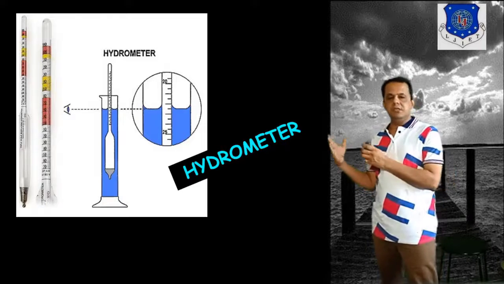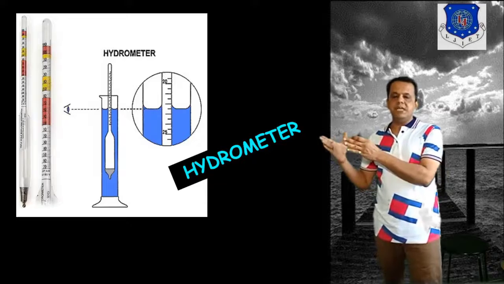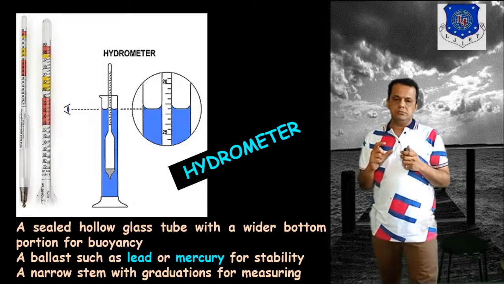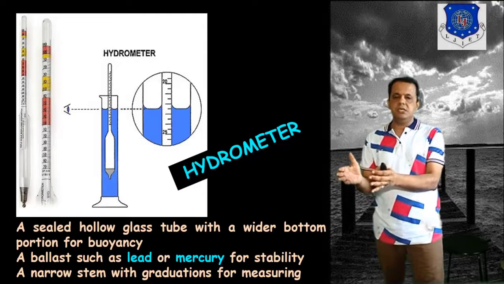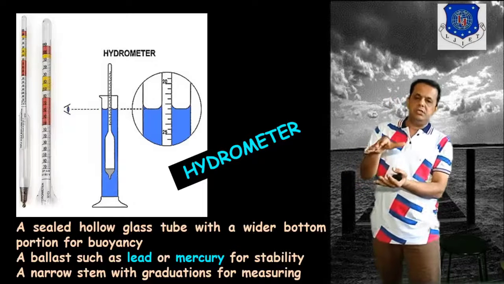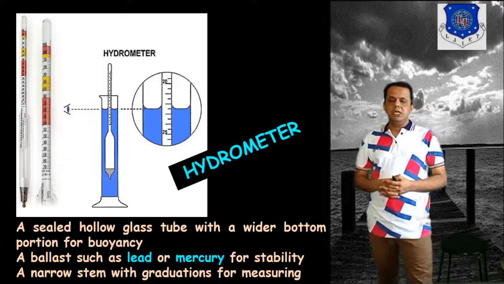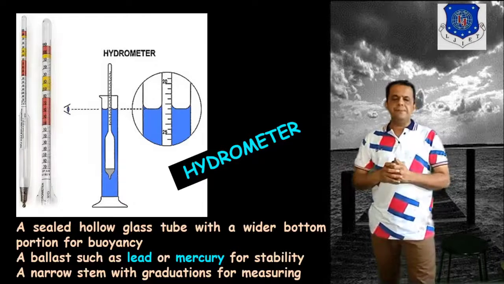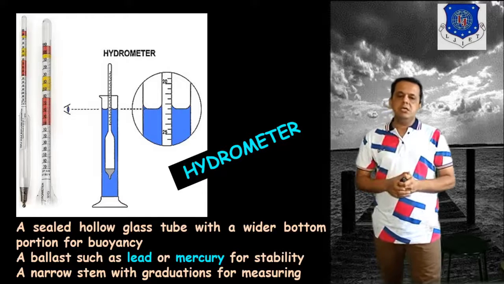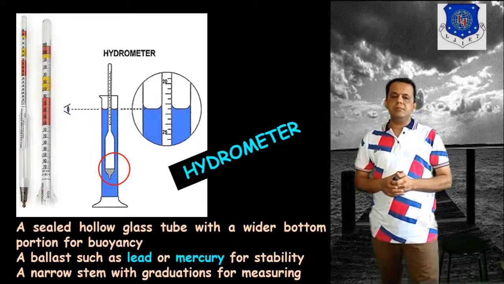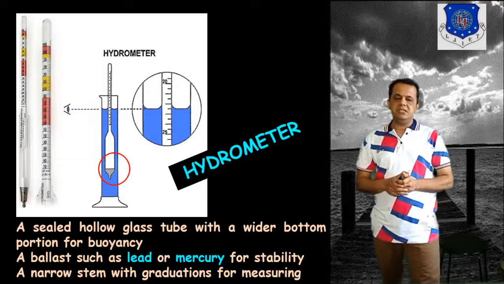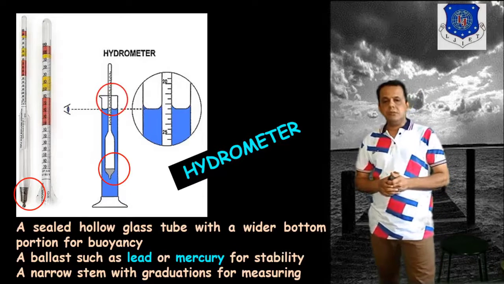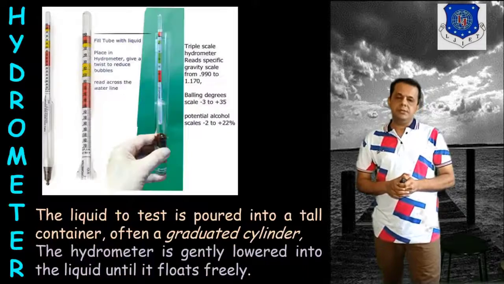As I have shown in the previous slide, the first two diagrams remain the same. And what happens here? A sealed hollow glass tube, which has a wider bottom portion for the buoyancy, for floating freely in the liquid. A blast made up of say lead or mercury for stability, and a narrow stem with a graduation for the measuring. This one I have shown with the encircle, that is the blast with the lead or mercury, then the narrow stem for the measurement.